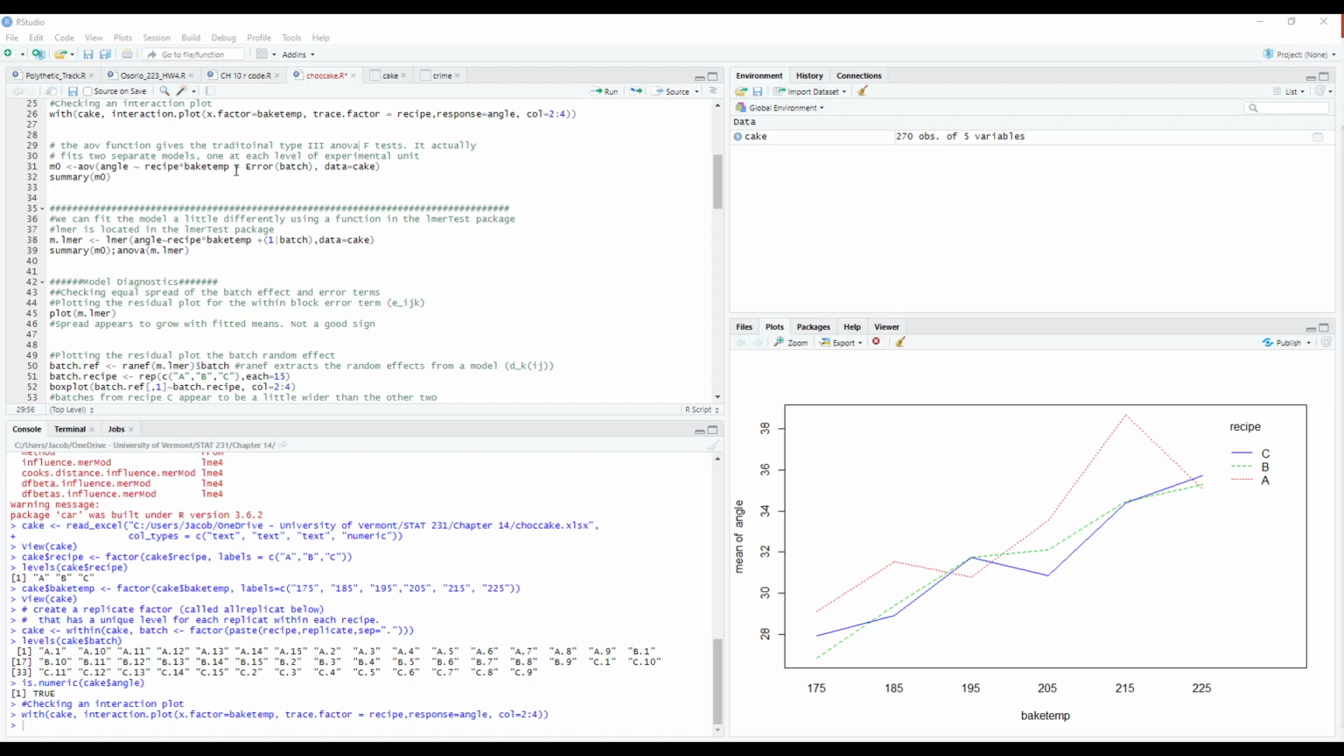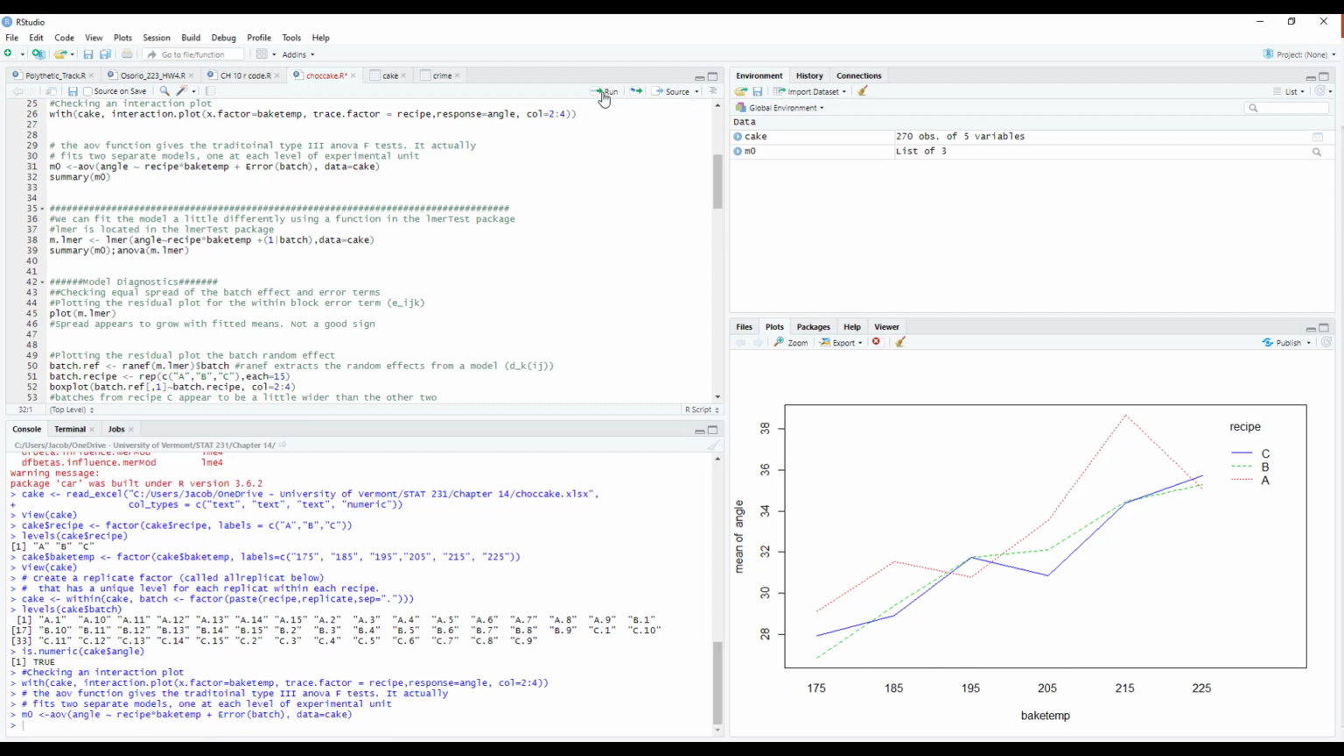If all we want to do is analyze it, we can do that pretty straightforward using AOV. We'll say angle is going to be based off recipe times bake temperature, so that way we include our interaction term between the two. The error term that we want to include is the batch. From our 45 distinct batches, the data is stored in cake. I'm just going to call it M0.